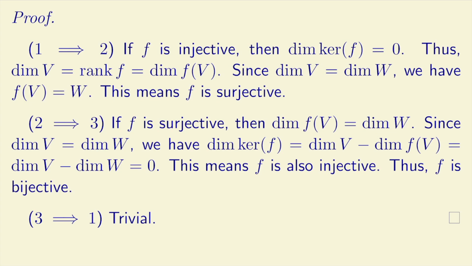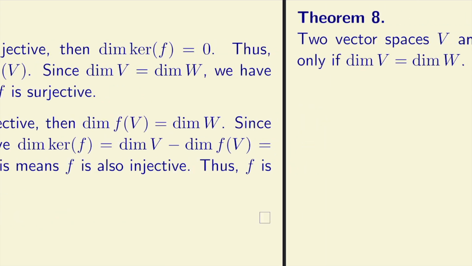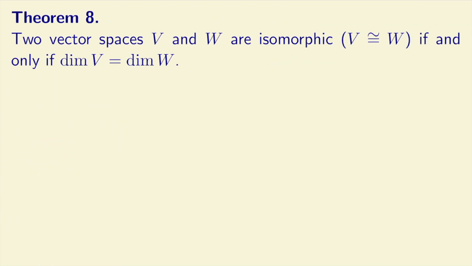Does surjective imply bijective? The notes show that if F is surjective, the dimension of the image is equal to the dimension of W. Because we're given that dimension V equals dimension W, we can use Theorem 4 again. We have dimension kernel of F equals dimension V minus rank of F equals dimension W minus dimension W equals 0. A kernel of dimension 0 means the map is injective. So since it's both surjective and injective, it's bijective. Perfect.